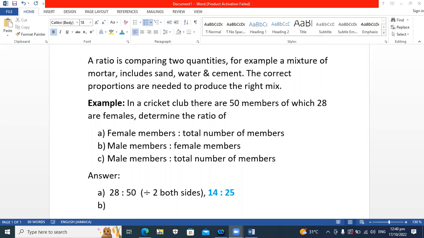Kadian, thank you. So in a cricket club, there are 50 members, of which 28 are females. Determine the ratio of female members to total number of members. So how many female members do we have? Oshin? 28. Right. And Gabriel, what's the total number of members we have?